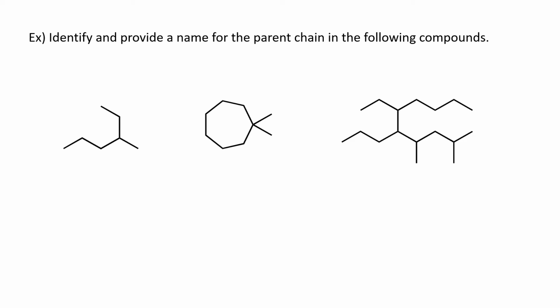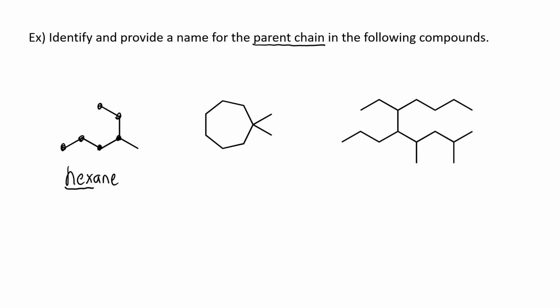All right, so what I'd like you to do is pause the video and try to identify the parent chain for each of the following molecules. When you come back, I'll give you the answers. All right, hopefully you were able to give this a shot. Let's take a look. In our first example, it should be pretty straightforward. The longest carbon chain, we have 1, 2, 3, 4, 5, 6. So the parent chain is called hexane. Hex is for 6.